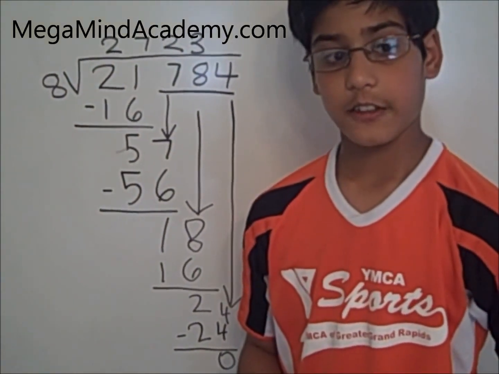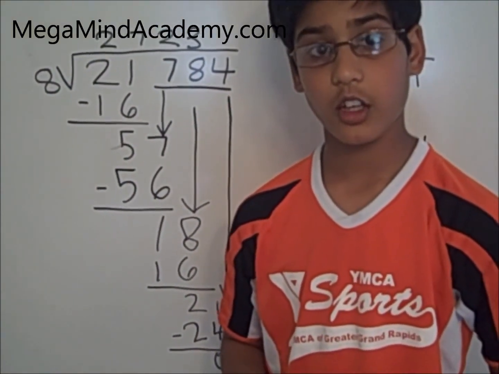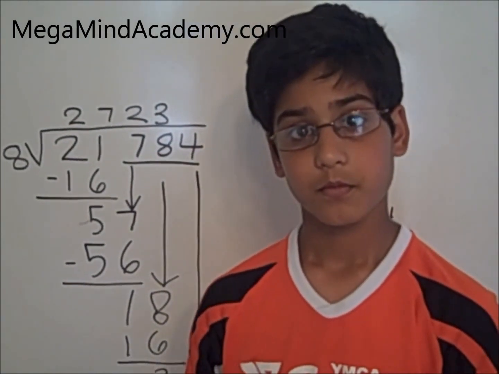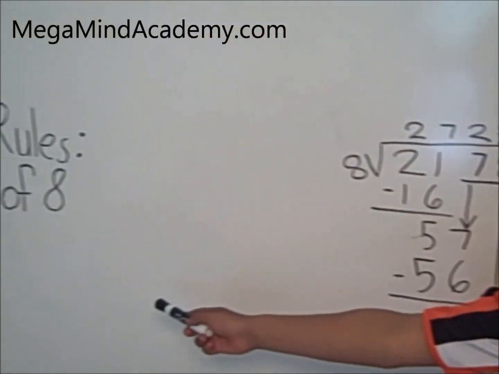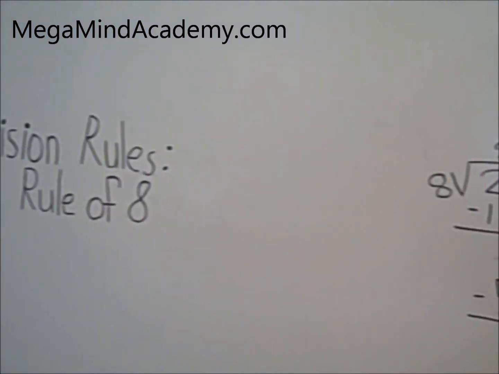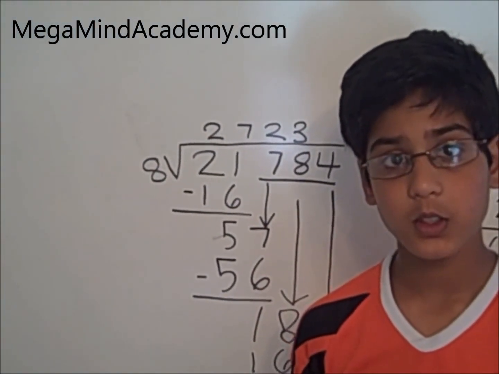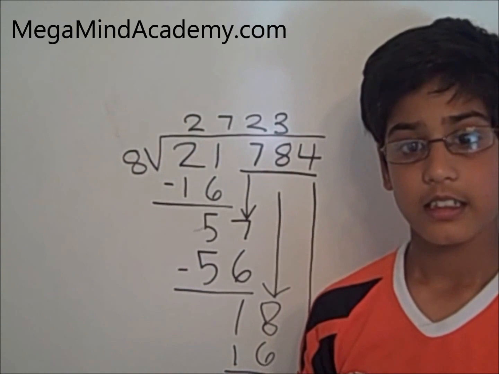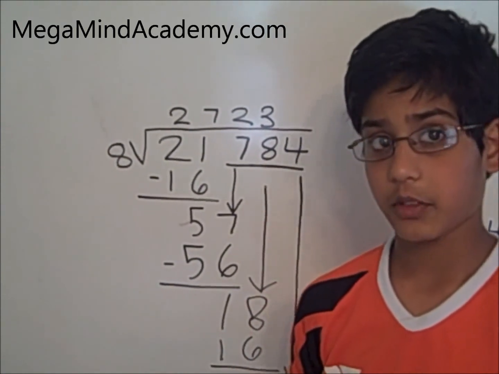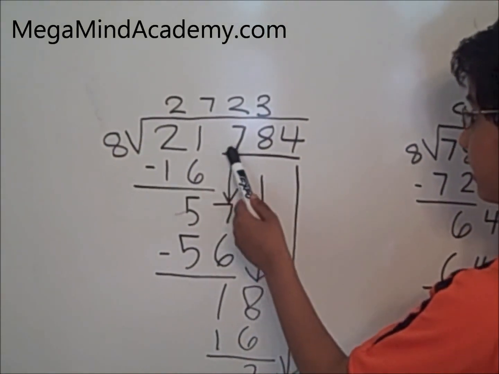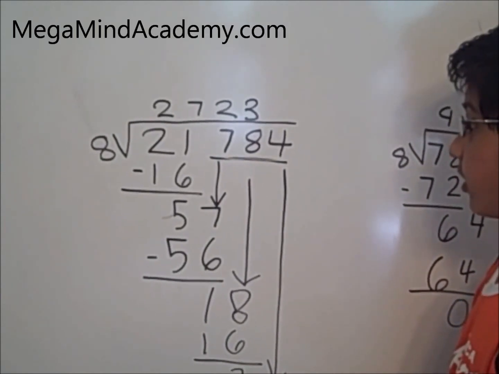Today we learned about division rules, the rule of 8. In order for a number to be divisible by 8, the last three digits have to be divisible by 8, like this, 784.